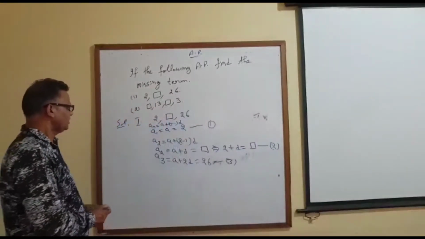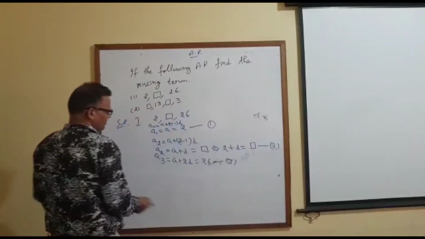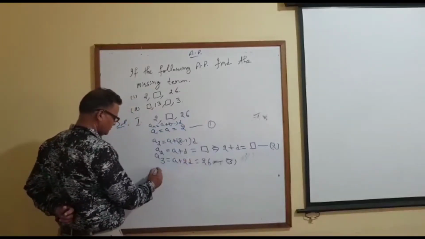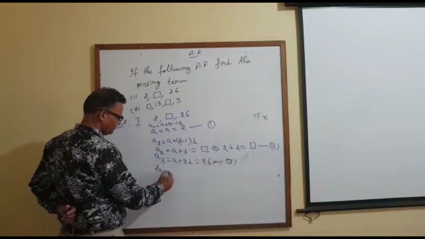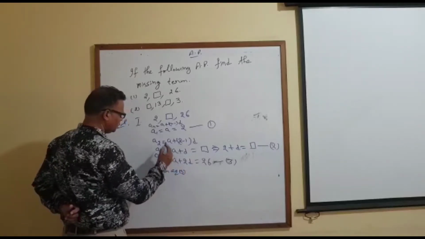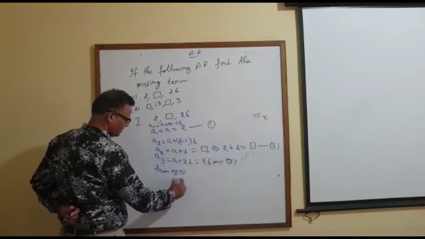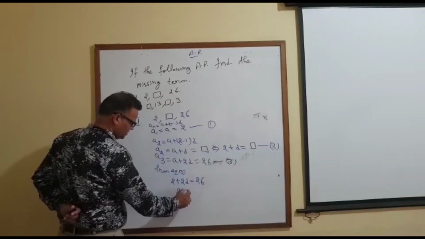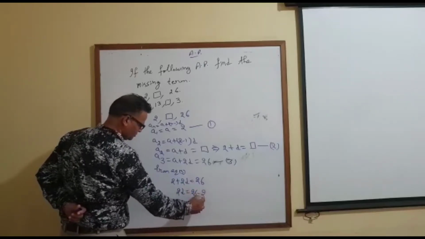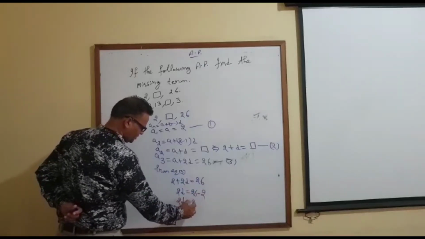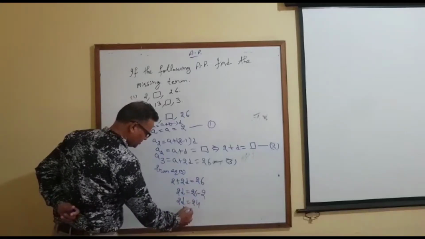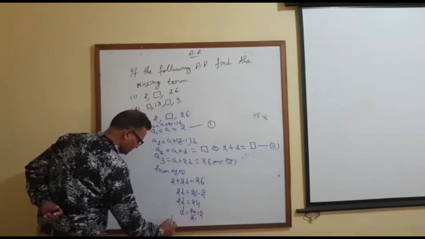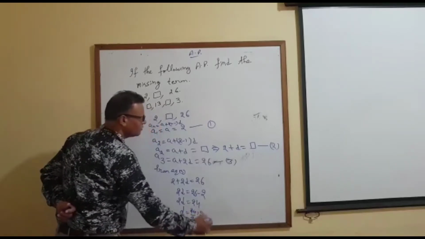So we solve for the value of D from equation 3. From equation 3, A is 2, so 2 plus 2D is equal to 26. So 2D is equal to 26 minus 2. 2D is equal to 24. So D is equal to 24 over 2. After simplification we get 12. D is equal to 12.